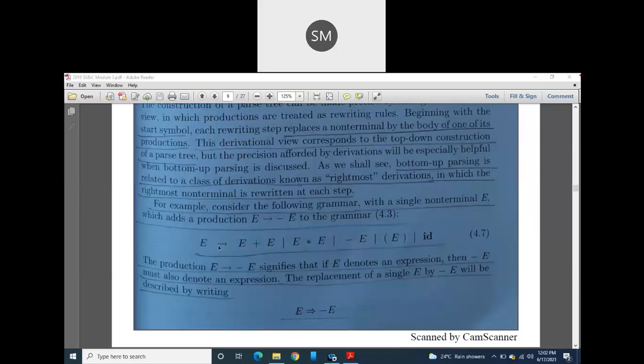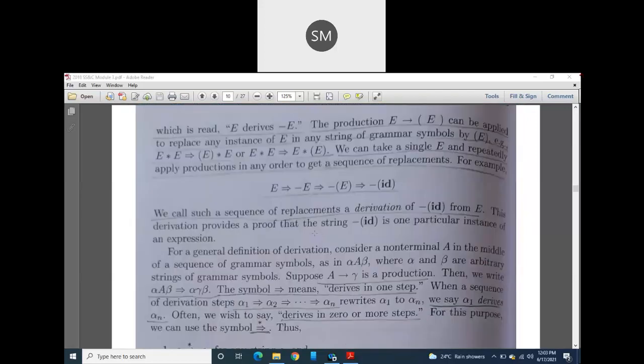For this single arrow mark, I am pronouncing it as yielding: E yielding E plus E, E is yielding E star E, E is yielding minus E, E is yielding parenthesized E, E is yielding identifier. Now I am changing my pronunciation to deriving. This double arrow mark says deriving. This is yielding and this is deriving. So E is deriving minus E, or you can call it E derives minus E, or you can pronounce it as minus E derived from capital letter E. Okay, so now we are going to discuss derivations.